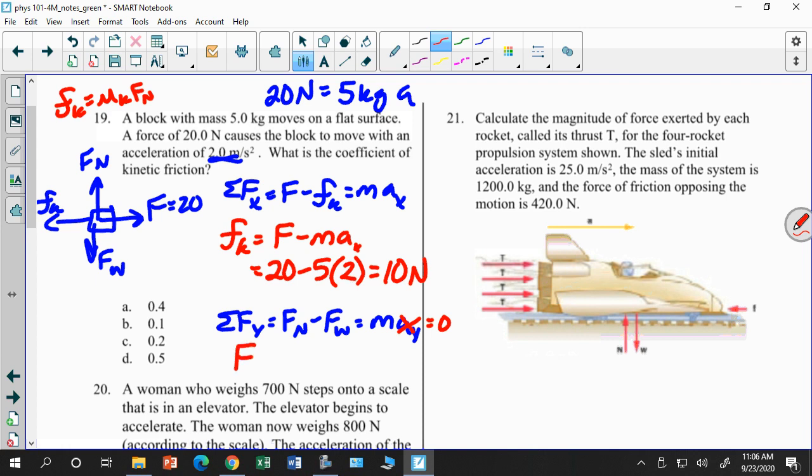And if I want to find Fn, in this case, Fn is equal to Fw. The normal force won't always equal the weight, but it often does. And in this case, Fw was 50 newtons. I got Fw, I said 5 times 10, m times g, and that gives me the normal force. So mu k is Fk over Fn, or 10 over 50, 1/5, which is 0.2.